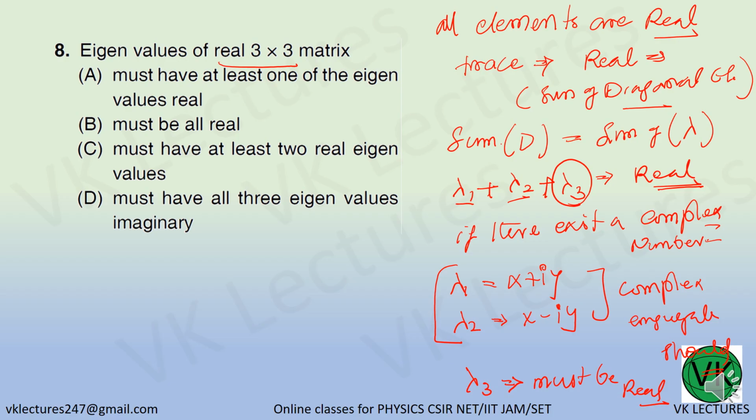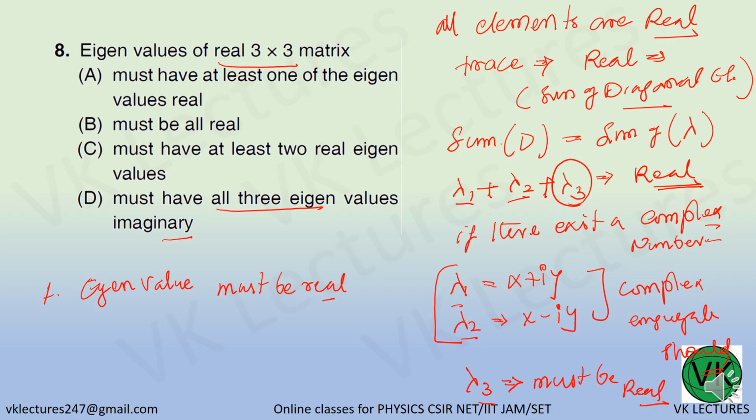That means one eigenvalue must be real. Okay, there is no guarantee about lambda 1, lambda 2, but lambda 3 must be real. That means at least one should be real. Now this is not possible: all eigenvalues imaginary. No.